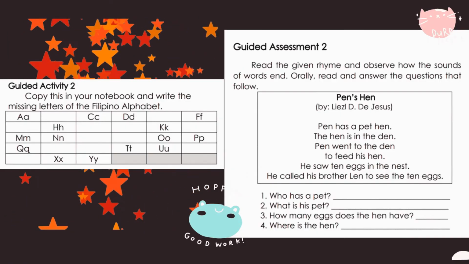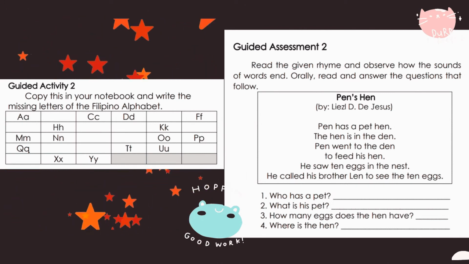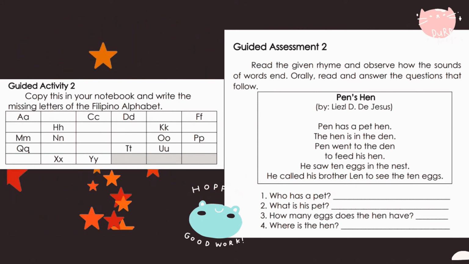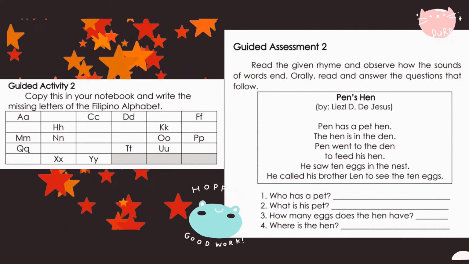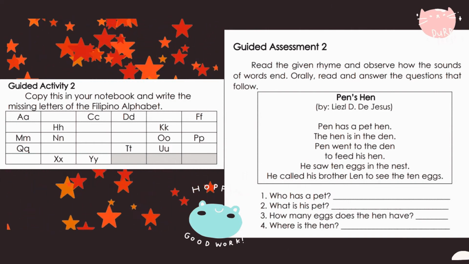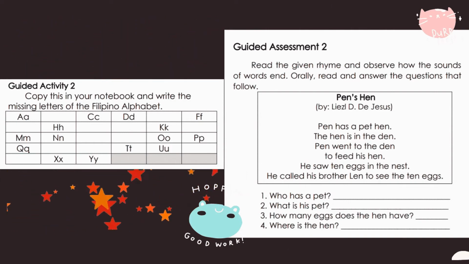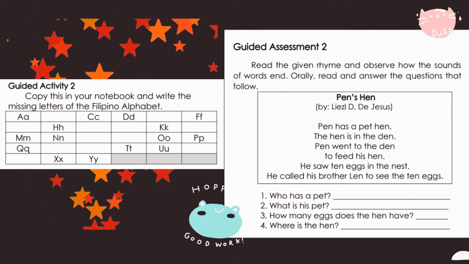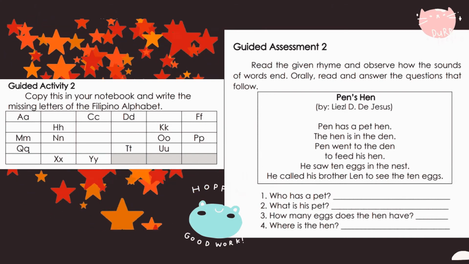Copy this in your notebook and write the missing letters of the Filipino alphabet. We are going to complete the letters from A to Z of the Filipino alphabet. You are going to write your answer on your notebook.